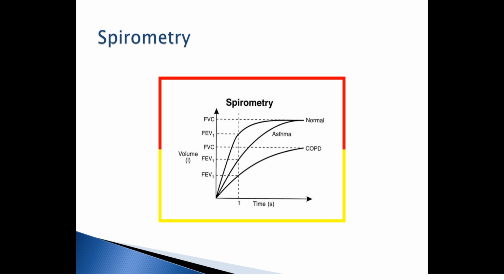But the ratio of FEV1 to FVC, which is very important, especially for diagnosis of COPD, in a normal situation should be more than 70% or 0.7. As a rule, FEV1 is significantly lower in COPD compared with asthma.